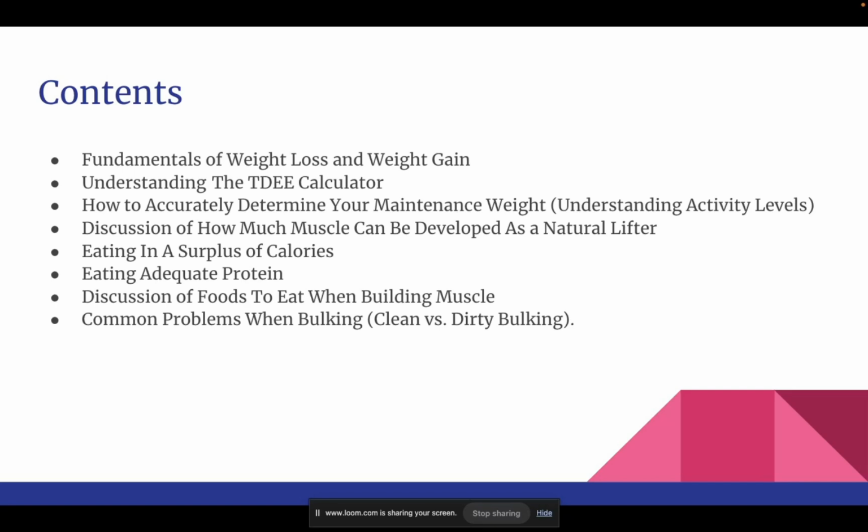So the contents of this course, in it we will be discussing the fundamentals of how to gain weight and how to lose weight. So we'll talk about what exactly goes into gaining weight and losing weight. We'll look at one of the most fundamental and effective tools that you can use for gaining and losing weight.